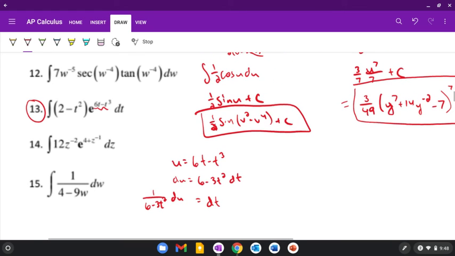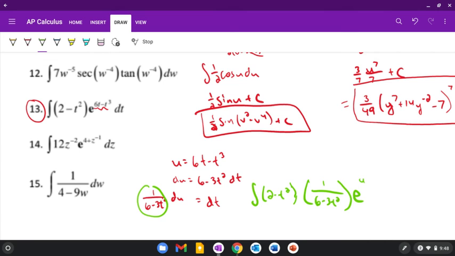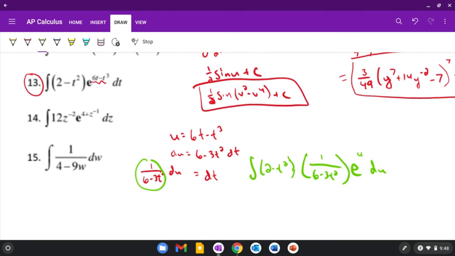And then I can go ahead and make my substitutions. Integral of 2 minus t squared. And again, I'm going to write this part next. 1 over 6 minus 3t squared. And then it's e to the u du. All right, for this one, again, pull out a GCF. Hopefully you can tell you're going to pull out a 3. So it's going to be 3 times 2 minus t squared, obviously, right? So that cancels with this. And we're left with a 1/3. So 1/3 integral of e to the u du.